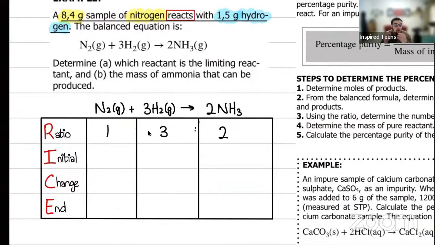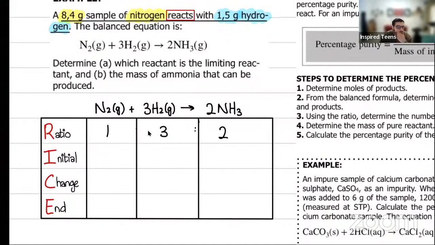Sometimes when they use the words "completely reacts," it's only for one reactant. For example, 8 grams of nitrogen completely reacts with excess 1.5 grams of hydrogen. In that case, you immediately know which one is the limiting reagent and which one is the excess. But I'm telling you now, do not ever assume that all of it reacts.